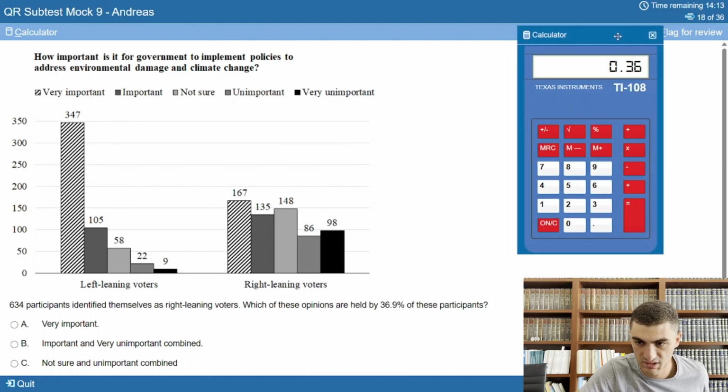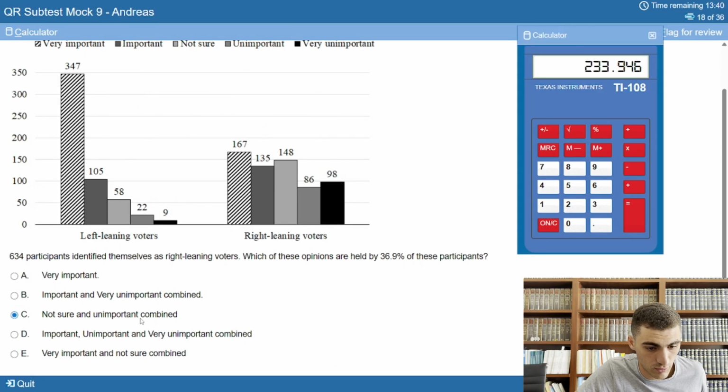So 0.369 times 634. Okay, so this is like 234. Which two, if I add, come up to 4? So 8 plus 6 is 14, so 140 plus 8 to 20 plus 14 to 34. Yeah, so it's these two, so it's not sure and unimportant. Yeah, okay, so it's C. I think it's C.